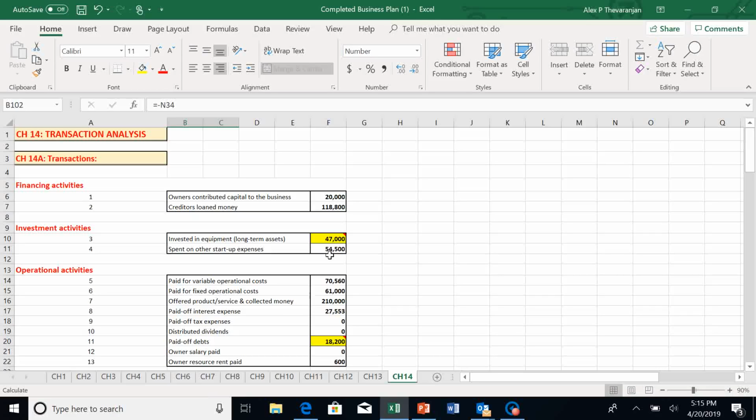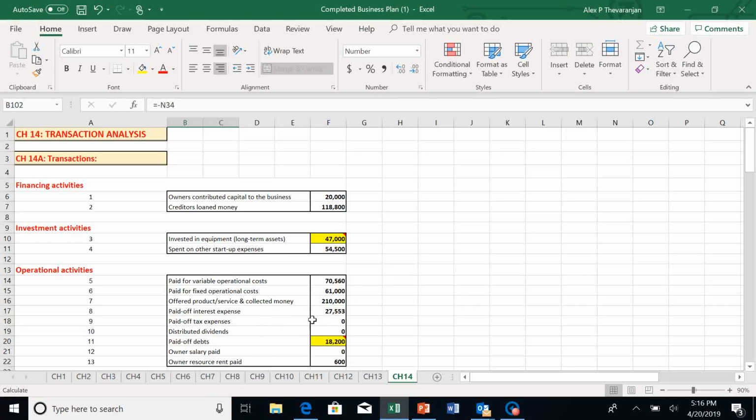Then you go to the operational phase, which is going to repeat itself. Here are the typical costs you are going to incur. You pay for variable operational costs, like paying your Mexican supplier and packaging materials. They are variable costs. And you pay for fixed operational costs like rent and insurance.